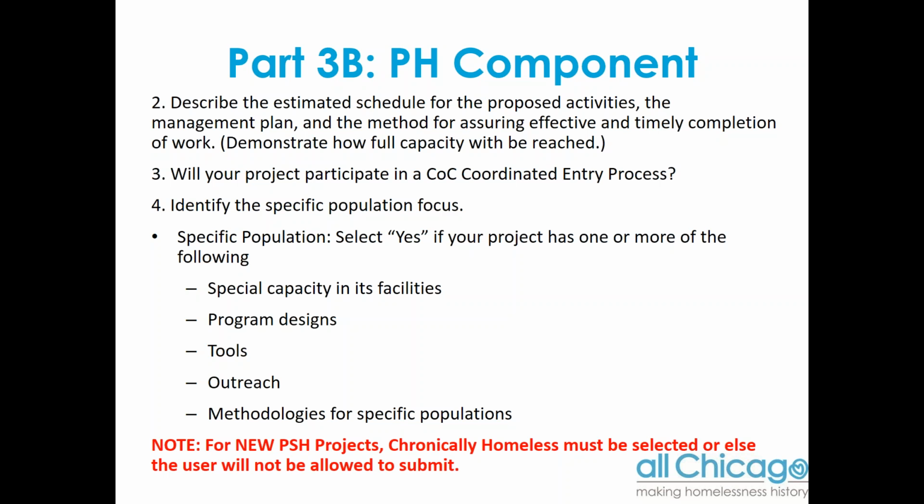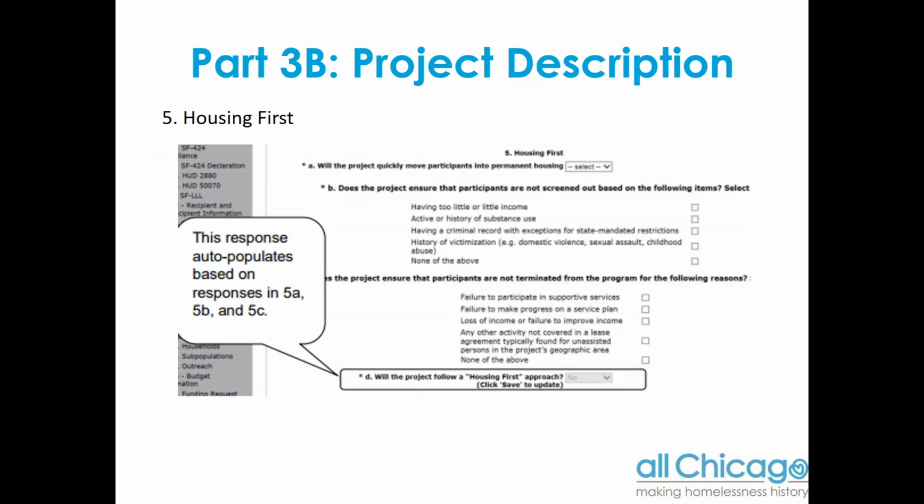We wanted to note that all new permanent supportive housing projects need to check chronically homeless as their special population, because that's part of the guidance in the NOFA. The next question, question 5, is about housing first. So just like everybody uses coordinated entry, everyone in our system is housing first.